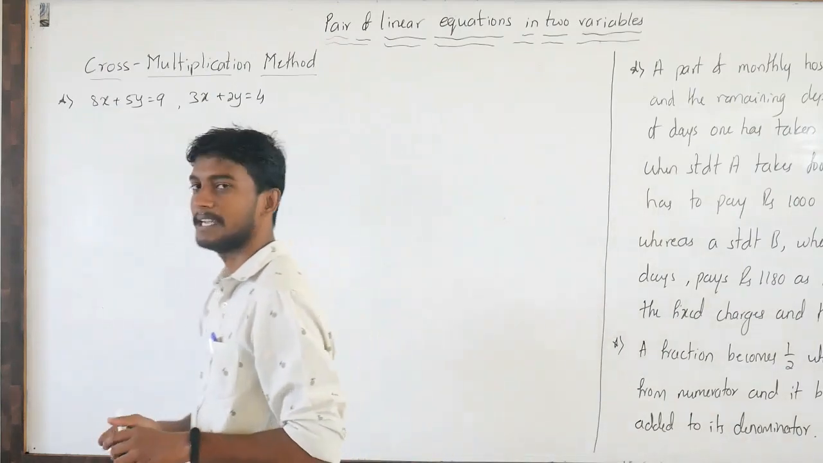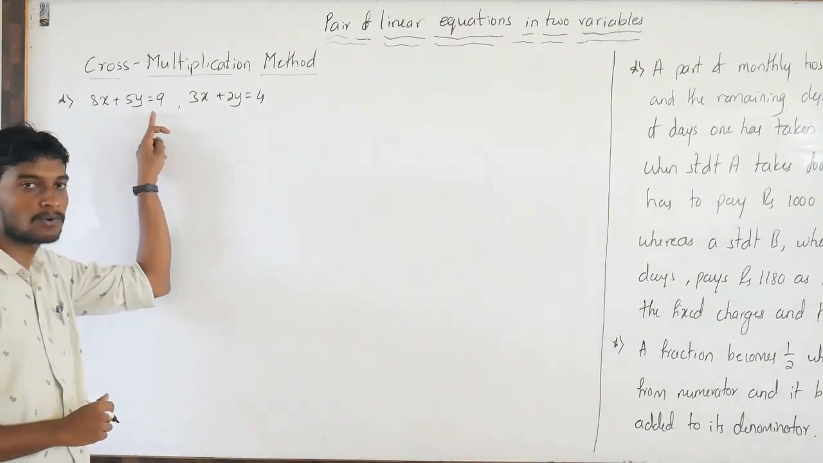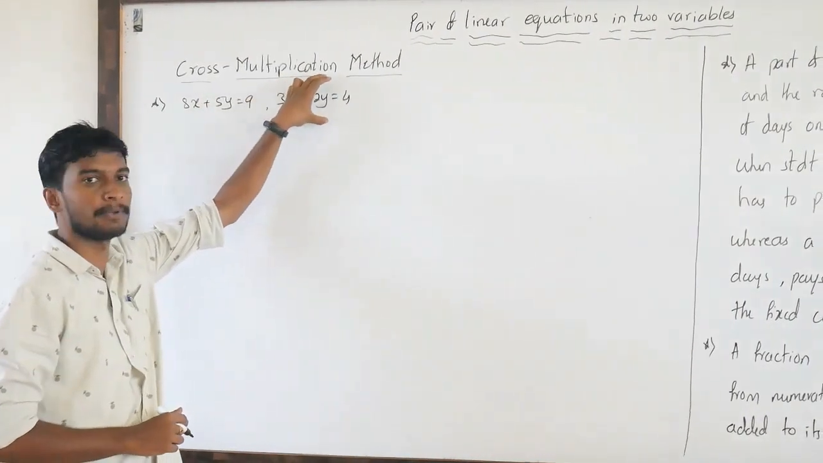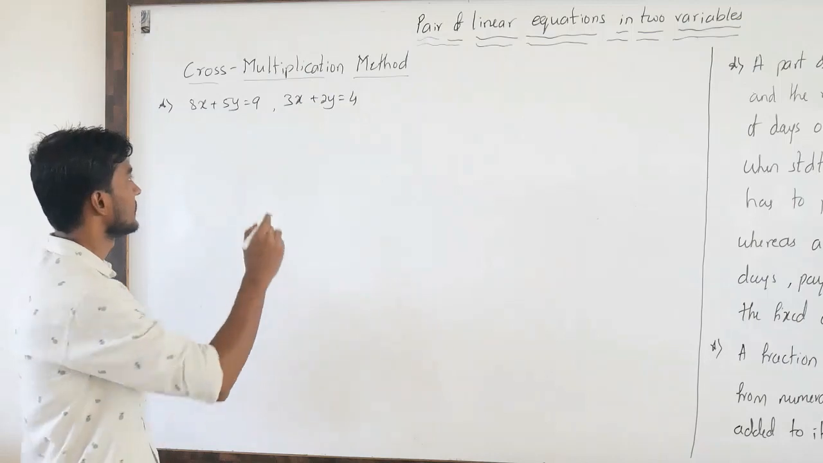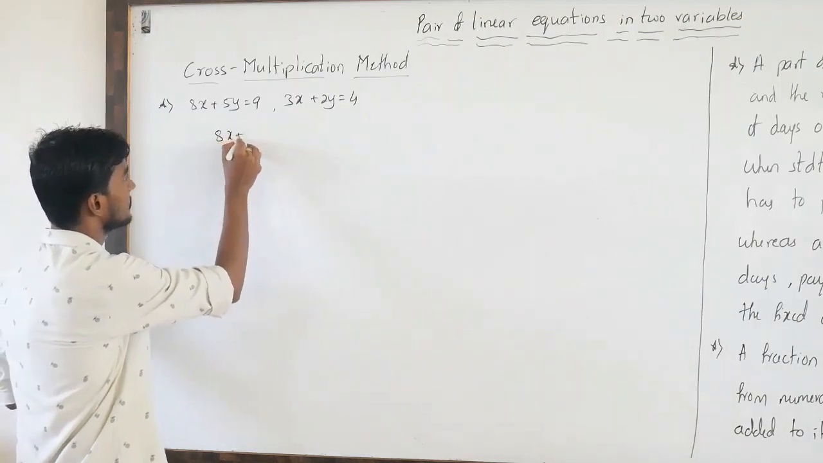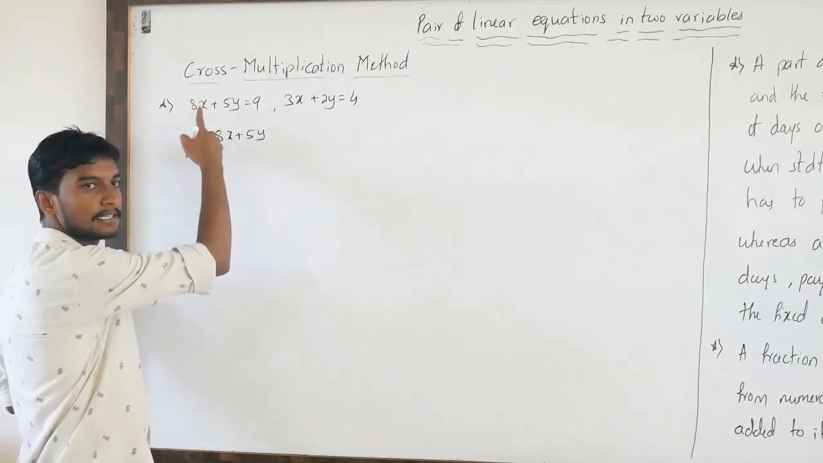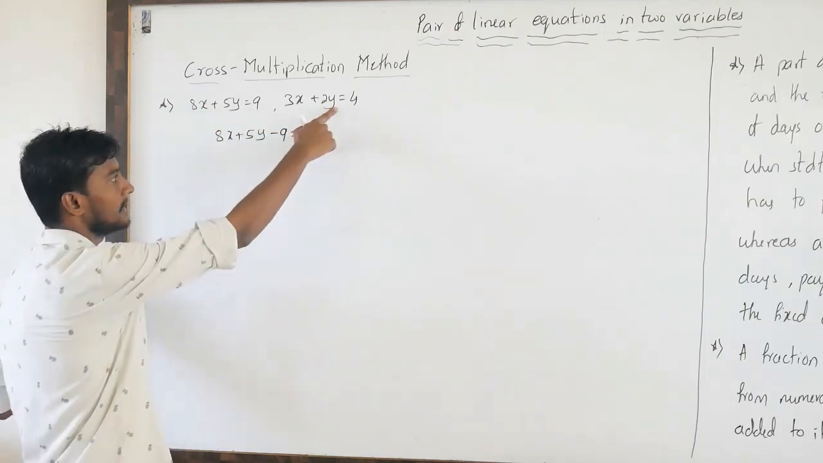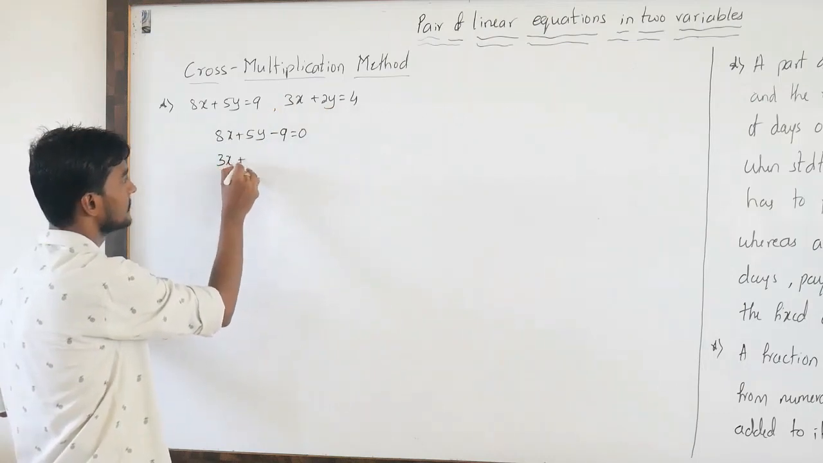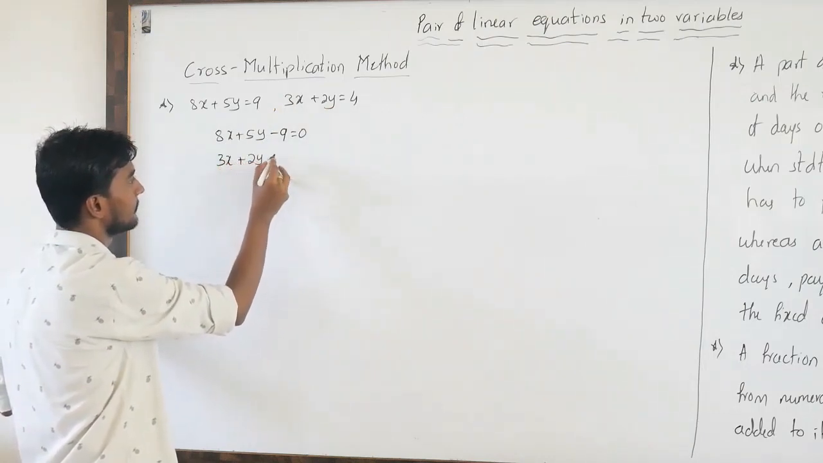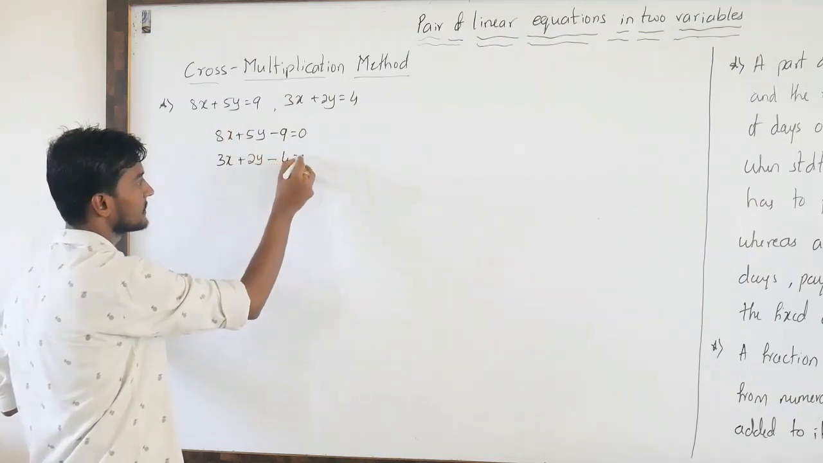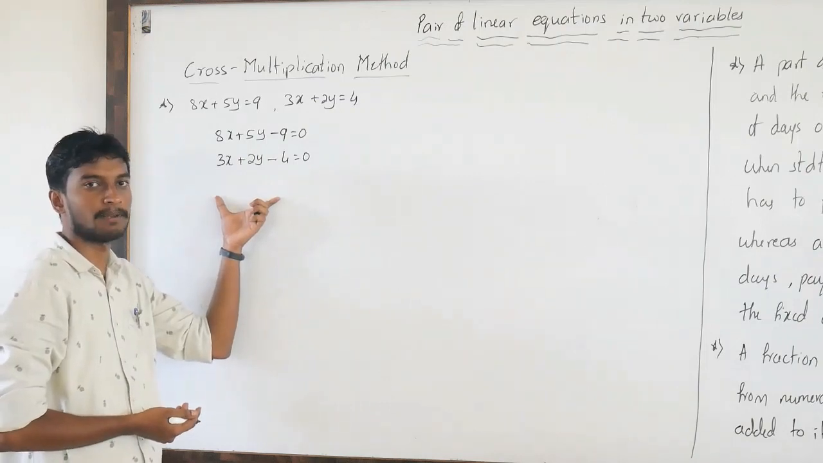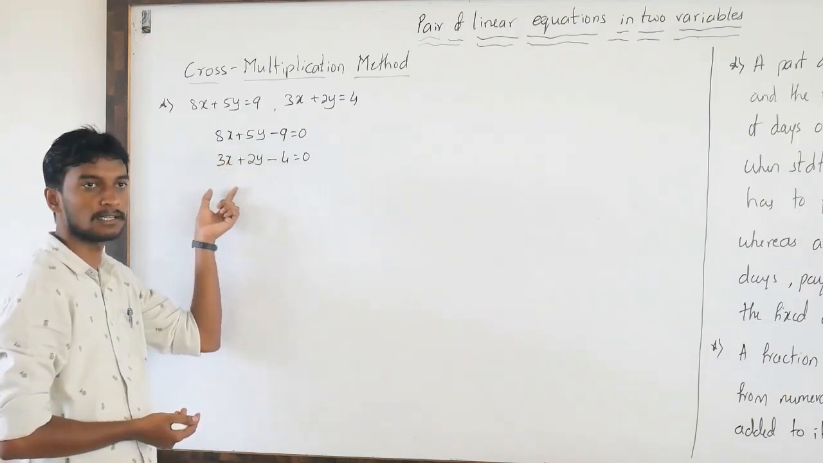So the problem is 8x plus 5y is equal to 9, 3x plus 2y is equal to 4. Here they have given you a pair of linear equations. I have told you that 8x plus 5y, take this plus 9 to this side, it becomes minus 9 is equal to 0. And take the second equation, 3x plus 2y, this plus 4 if you bring this side, minus 4 is equal to 0. To solve the problem based on the cross multiplication method, we have to consider the coefficients.